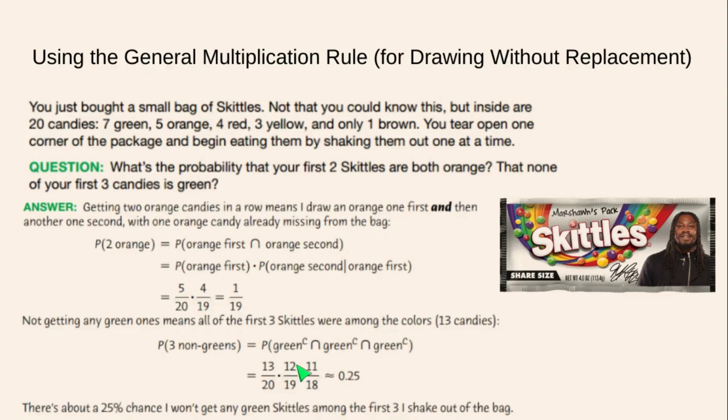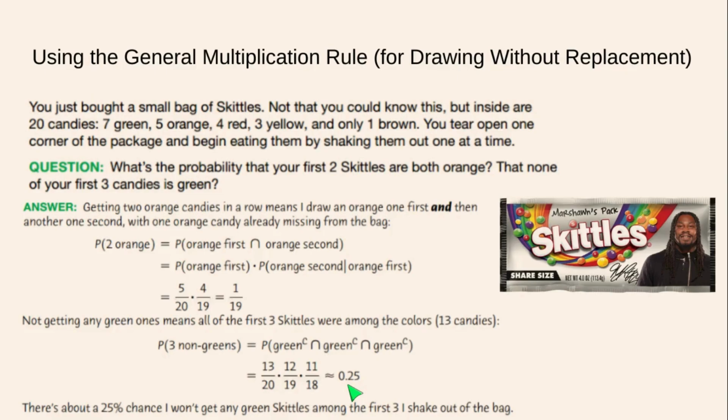Then for the next one, I lose a non-green and I lose a candy. And then I lose a non-green again, and then I lose a candy. And this is some really messy multiplication. Leave it to the calculator. The book approximates it to about 1/4, which is rather interesting that's so close to a nice, easy value like that. So there's about a 25% chance I won't get any green Skittles among the first 3 that I remove from the bag without replacement.